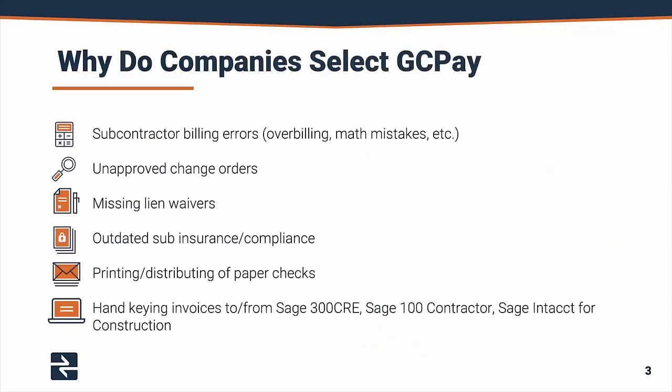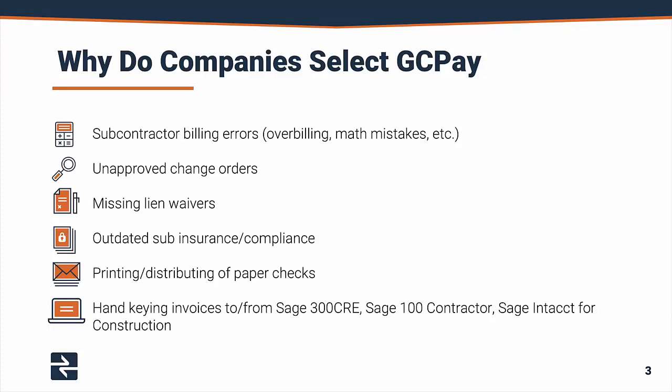All right. So why do companies select GCPay? Well, today you'll be able to see how subs can easily submit their billings right in the platform. Your appropriate approvers are all automatically notified. This is completely eliminating those back and forth emails, those bogged down inboxes, and automating the entire pay app process. GCPay will completely eliminate any possibility for a sub to overbill line items or contracts or make any sort of math errors.